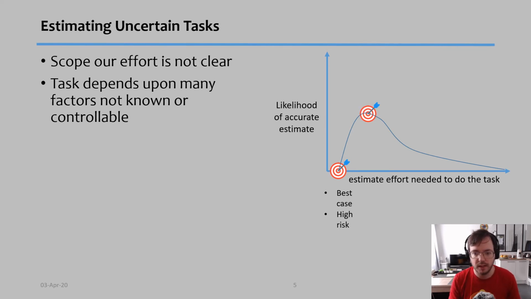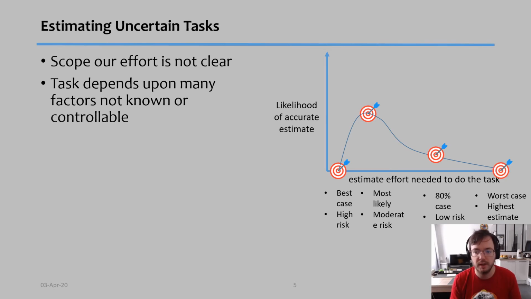The second one that I have, we call it the most likely approach, and this one has a moderate risk. I'll come back to this one in a little bit. The third one, we call it the 80% case, and it has low risk as well. And the fourth one is the worst case scenario, and therefore it is the highest estimate, the lowest possible risk.